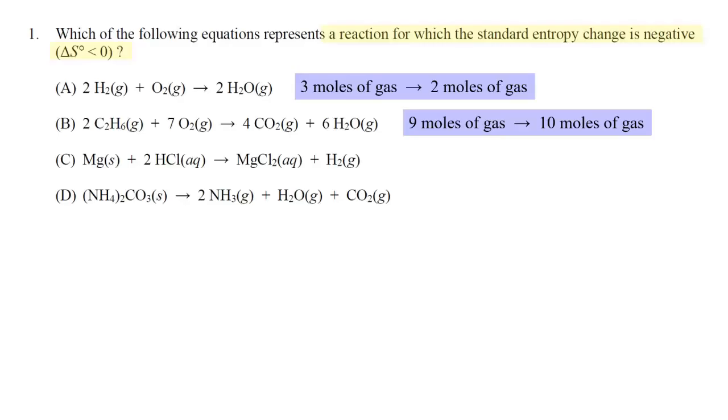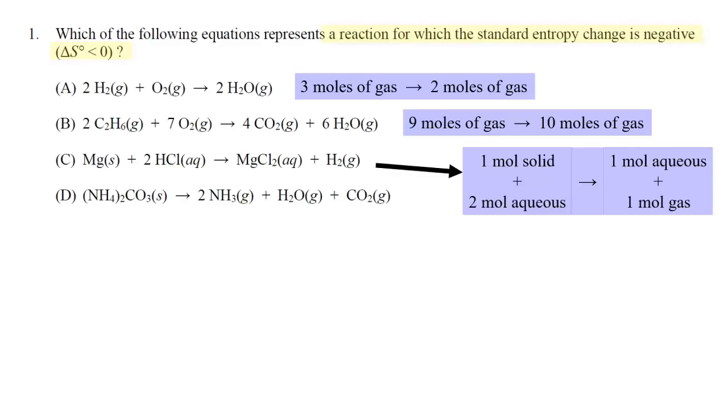Now, with choices C and D, there are definitely gases involved, but there's also solids and aqueous particles as well. So in choice C, I see 1 mole of solid and 2 moles of aqueous particles on the left, and I see 1 mole of aqueous particles and 1 mole of gas on the right. And then finally in choice D, I see 1 mole of solid on the left, and I see 2 plus 1 plus 1, I see 4 moles of gas on the right.